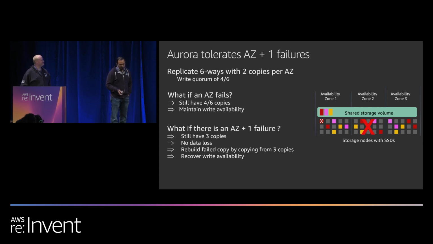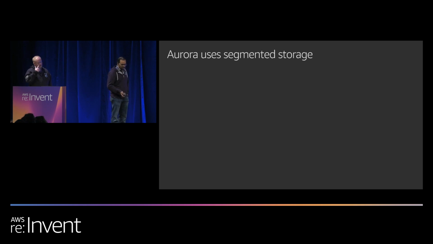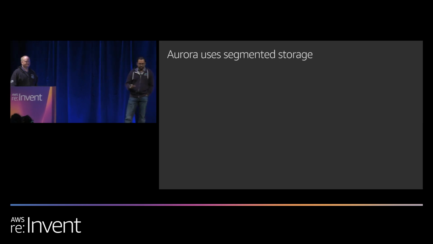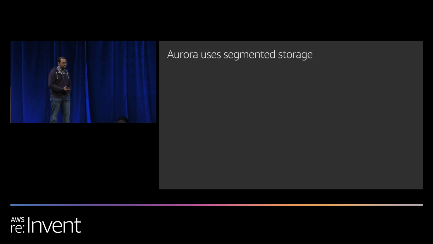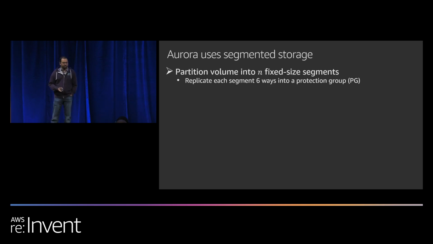Okay, so the clicker is working now. The question is, we support 64 terabyte databases. I already mentioned that the instances that we use in EC2 don't have that much capacity. So you need to segment the storage. The question is, how do we do it, right? We partition a storage volume. Each database cluster has a storage volume, and we partition that volume into fixed size segments, and we replicate each segment 6 ways, and we call it a protection group.